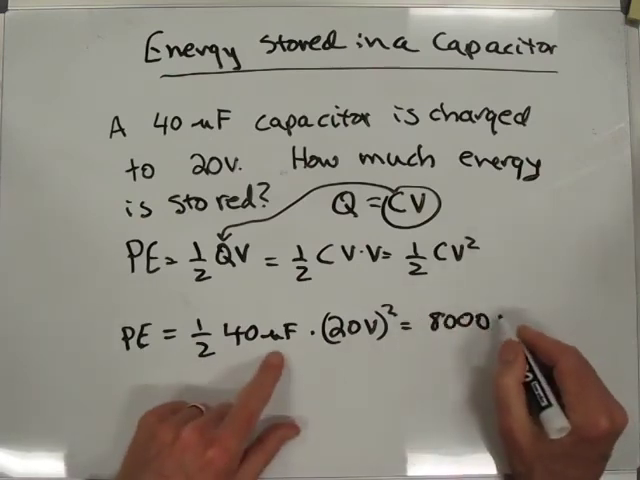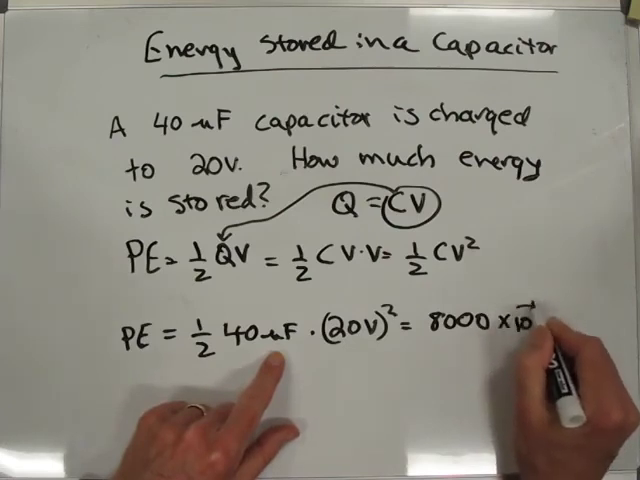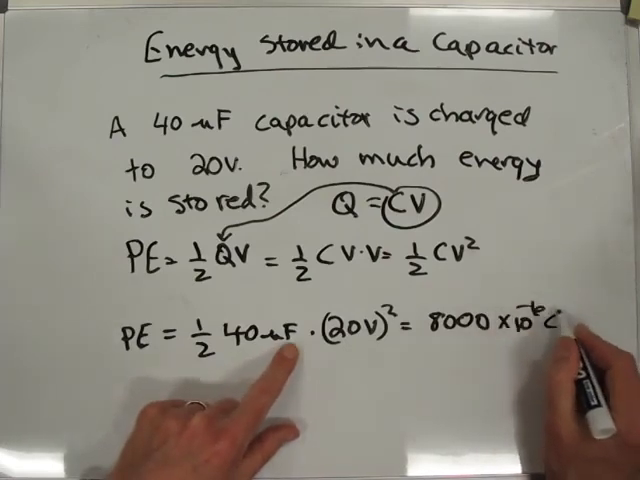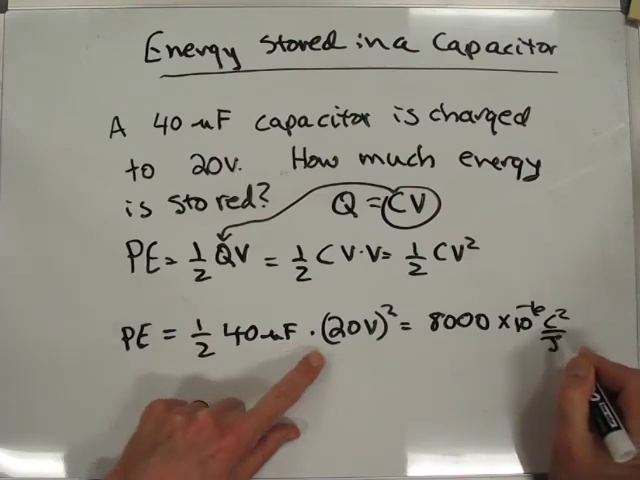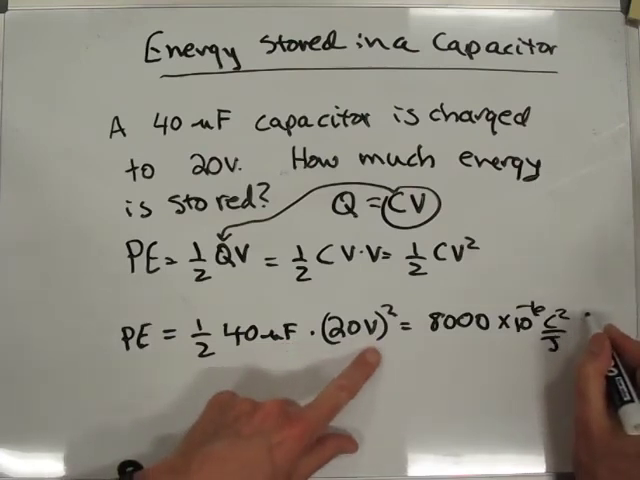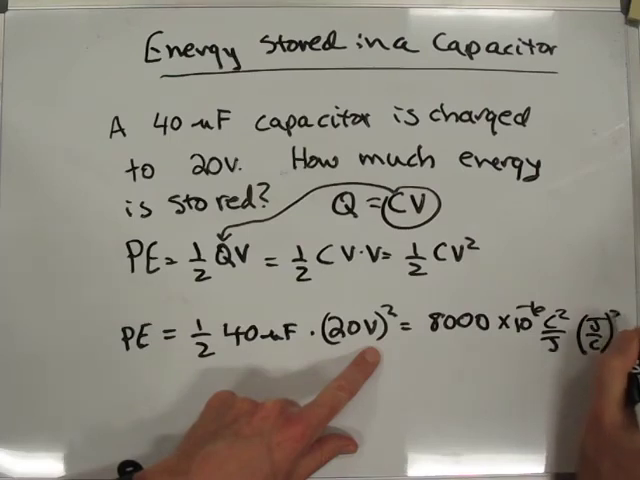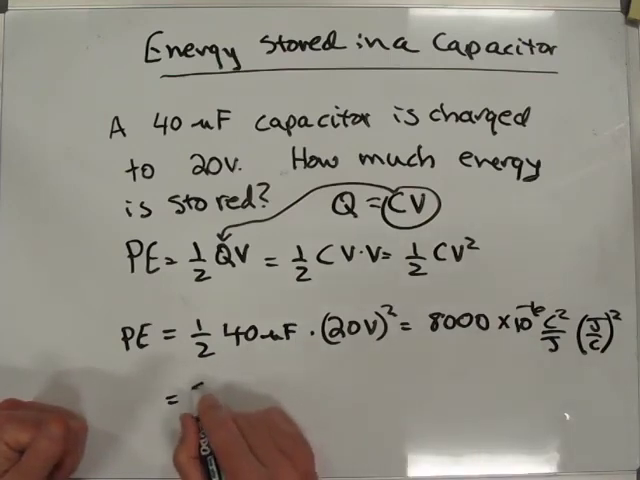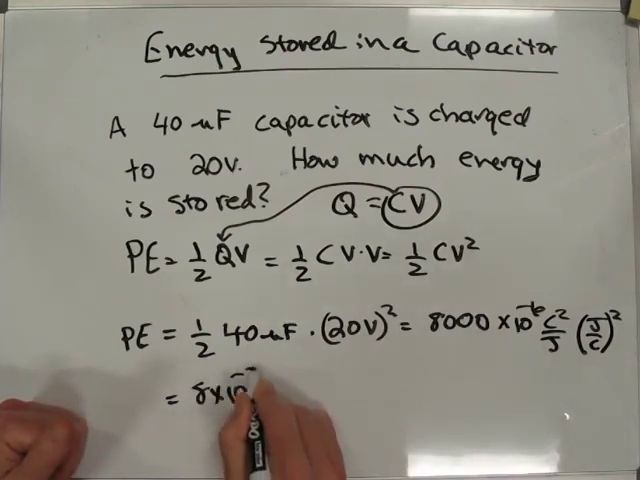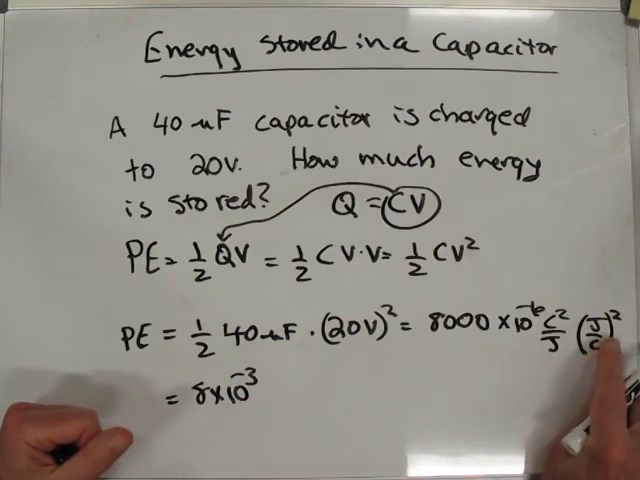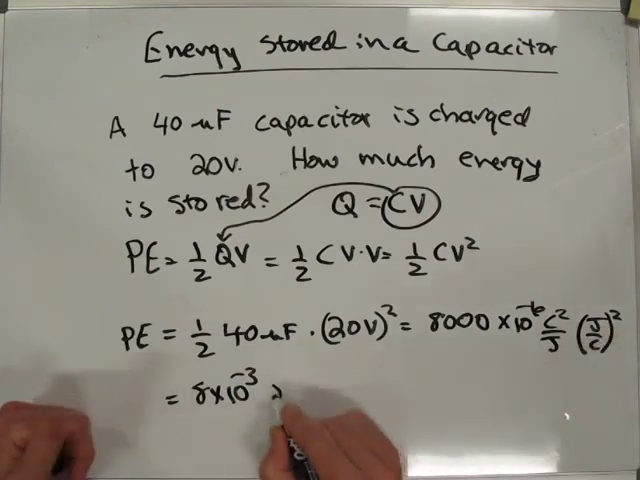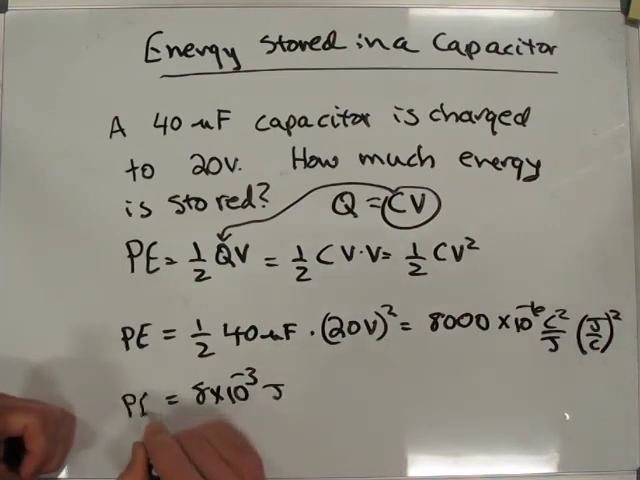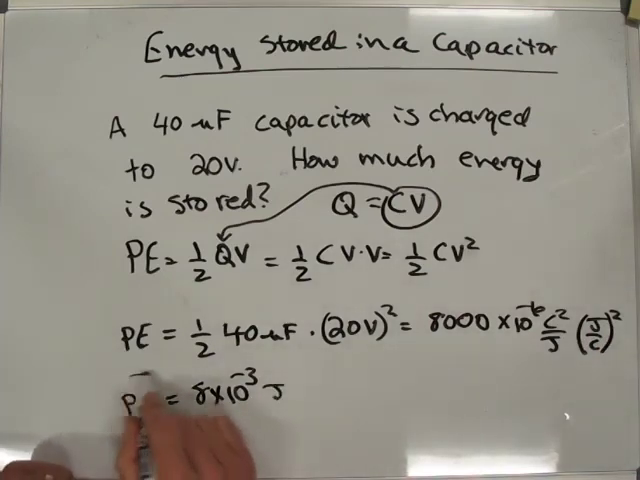Those are my numbers. I have a times 10 to the minus 6, and then farads is coulomb squared per joule, and volt squared is joule per coulomb squared. And so this 8,000 times 10 to the minus 6 is 8 times 10 to the minus 3, and coulomb squared per joule times the joule squared per coulomb squared is just joules.